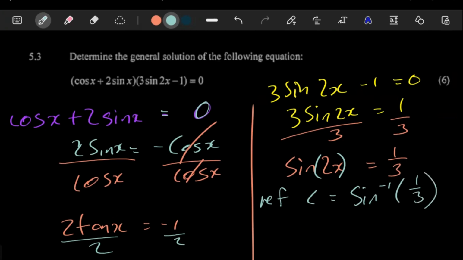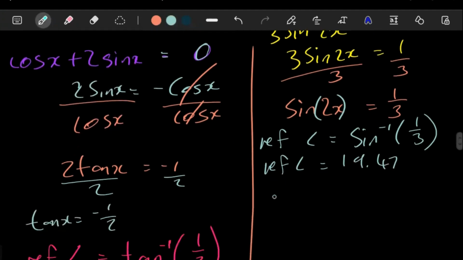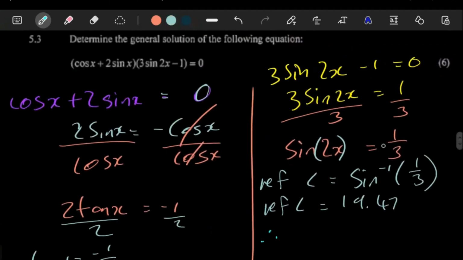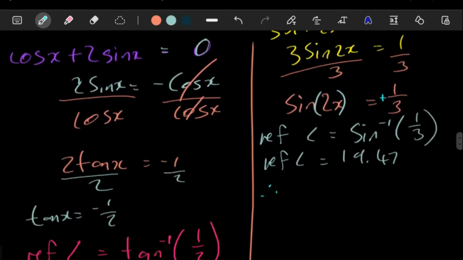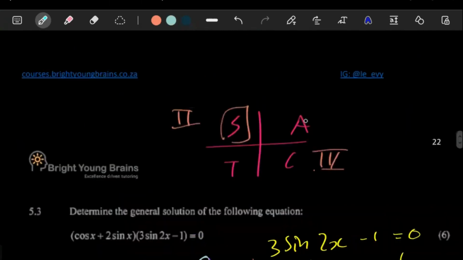Your reference angle here, shift sine 1/3, is giving us 19.47. The reference angle is 19.47. And then obviously, with that being the reference angle, you have to remember you're working where sine is positive. So you're going to say therefore 2x, where is sine positive? First quadrant and the second one.